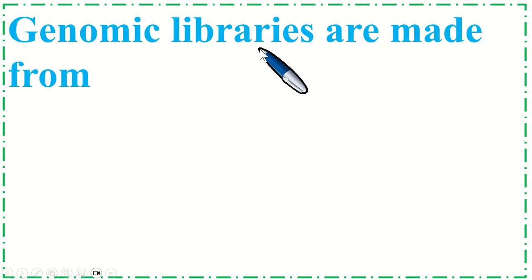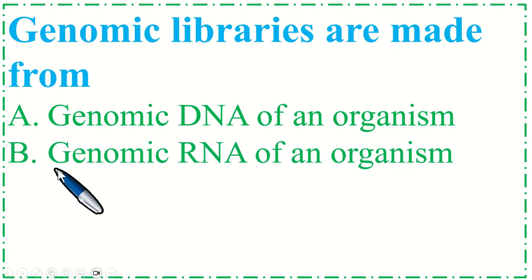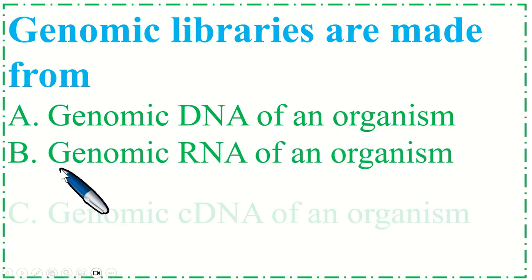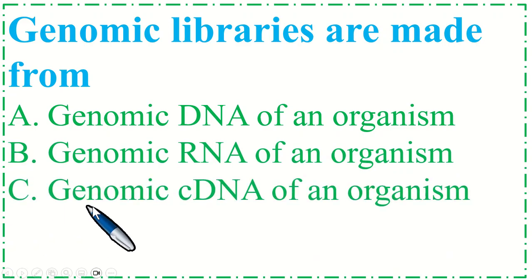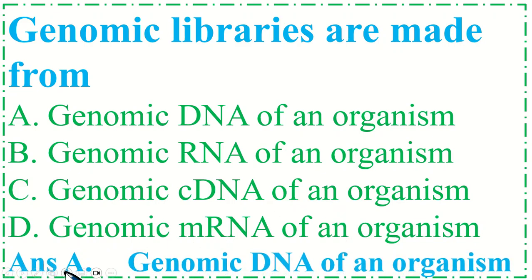Genomic libraries are made from option A genomic DNA of an organism, B genomic RNA of an organism, C genomic cDNA of an organism, and option D genomic mRNA of an organism. So the correct option is A, genomic DNA of an organism.